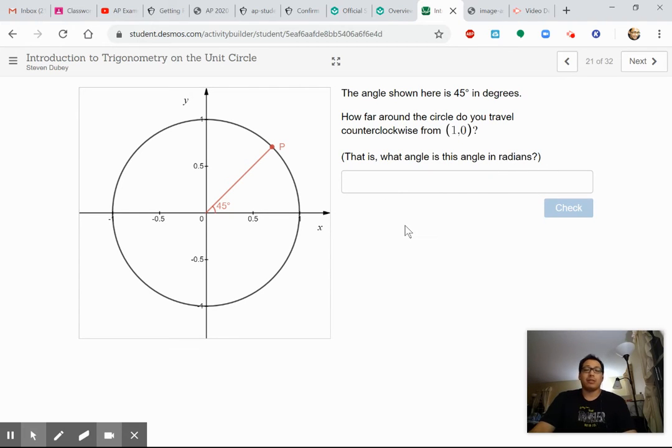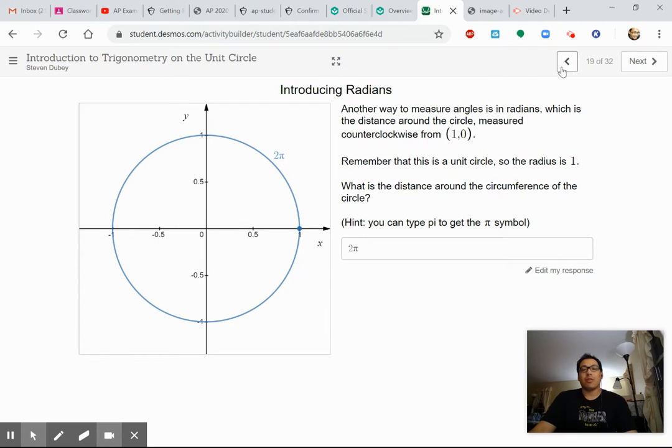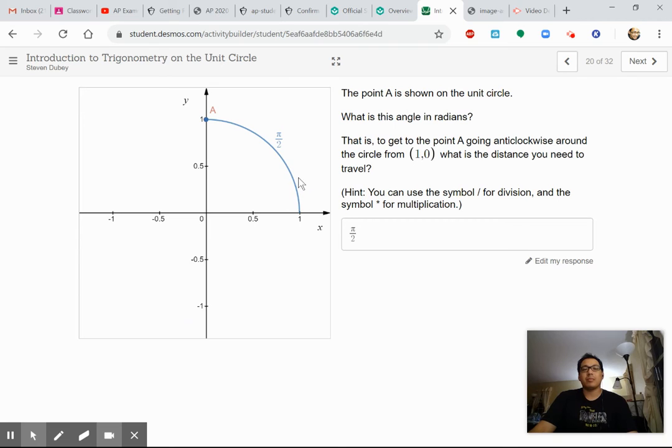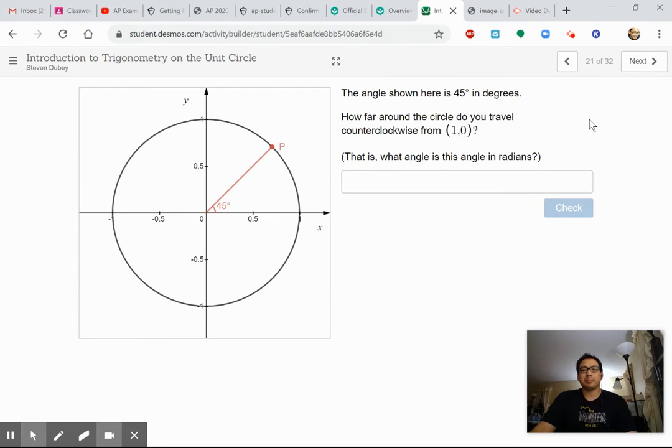Here's a 45-degree angle. What's the measure of that in radians? Go ahead and think to yourself about that for a minute. Knowing that all the way around is 2 pi, a 90-degree angle is pi divided by 2. What would a 45-degree angle be? If you think about it, it's half of that 90-degree angle, so it's half of pi over 2. It's actually pi over 4.